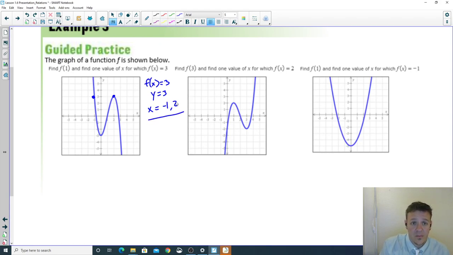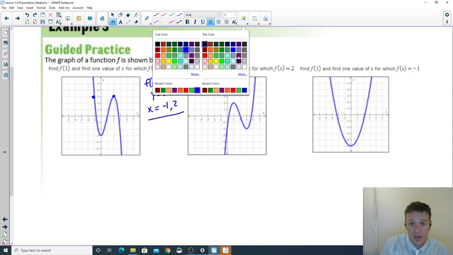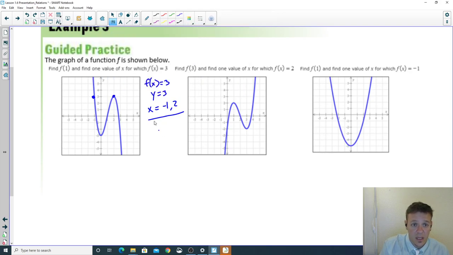And then the other one here would be f of 1 equals 0, which means x equals 1. And when x equals 1, it's right there, right? Then that means y equals 0. So there's our values, okay?